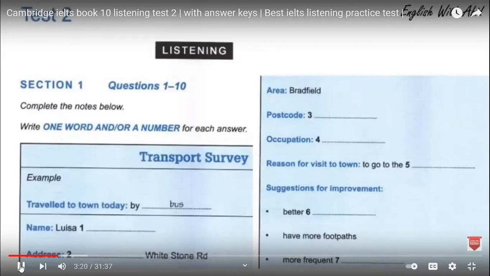Is the postcode GT7? It's actually GT8 2LC. Great. And could I ask?